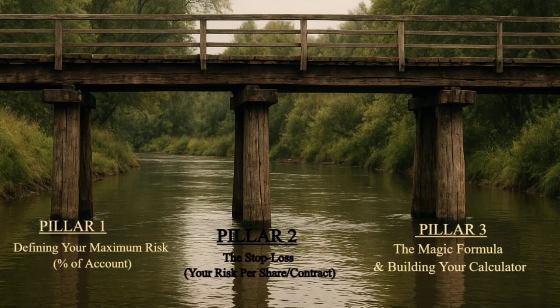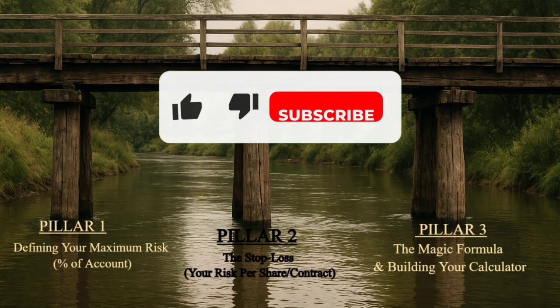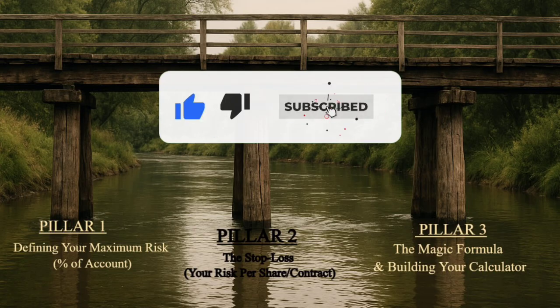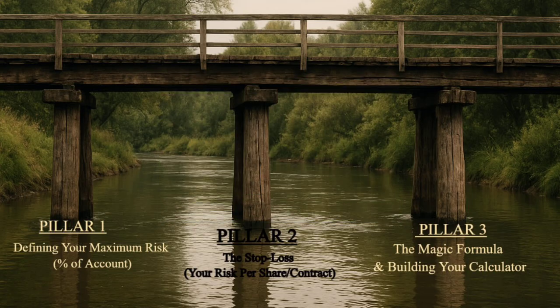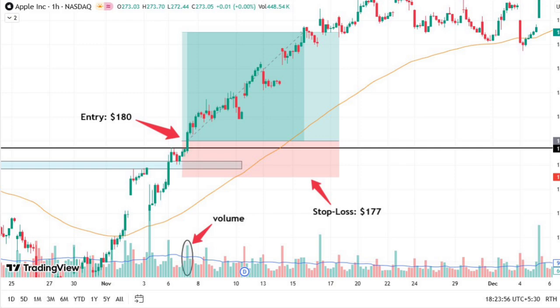Pillar 2, the stop loss, your risk per share or contract. This is where most traders fail. They know the 1% rule, but they don't know how to connect it to the chart. Pillar 2 is your stop loss. Your stop loss defines your risk per unit. Let's break it down. Let's say you want to buy Apple at $180 per share. You've analyzed the chart and decided your logical, technical stop loss is at $177. That's a $3 risk per share. Entry, $180. Stop loss, $177. Risk per share equals $3.